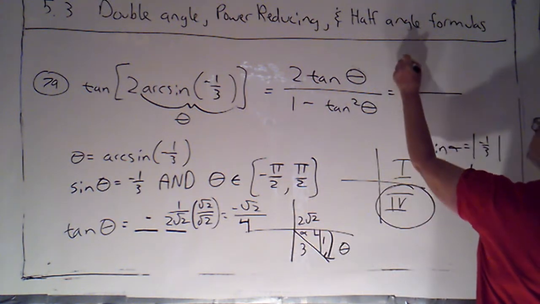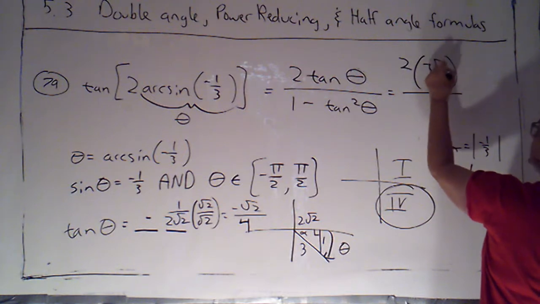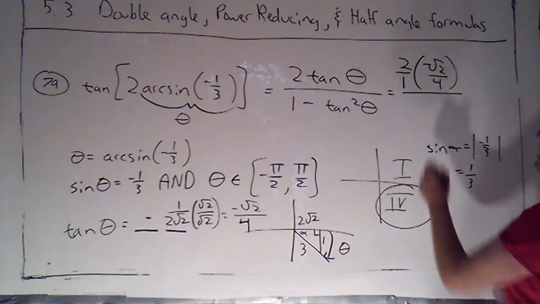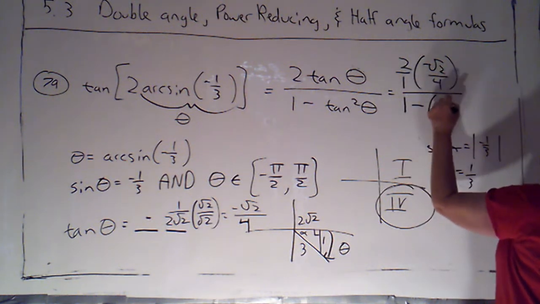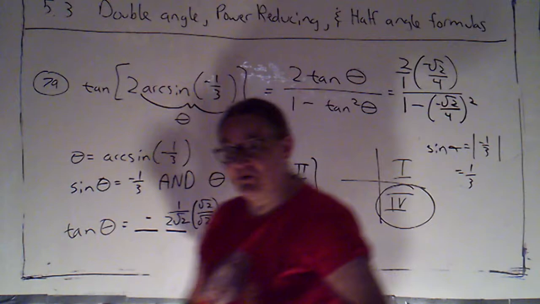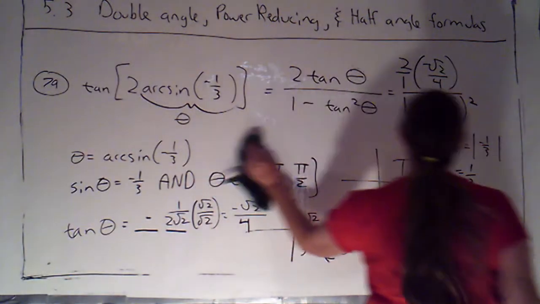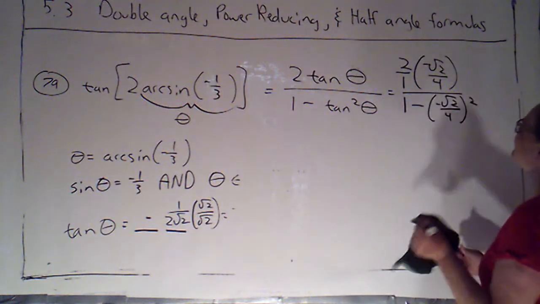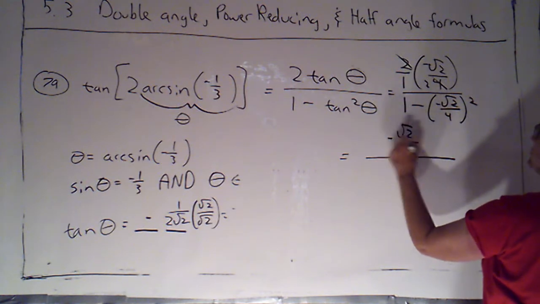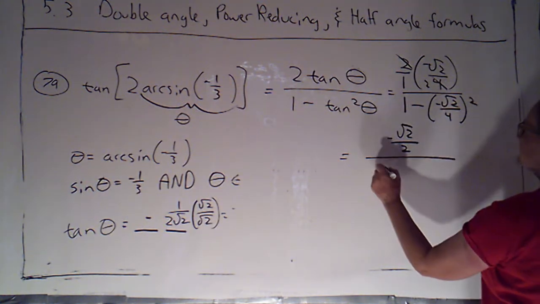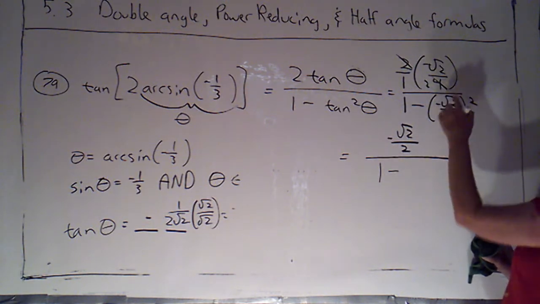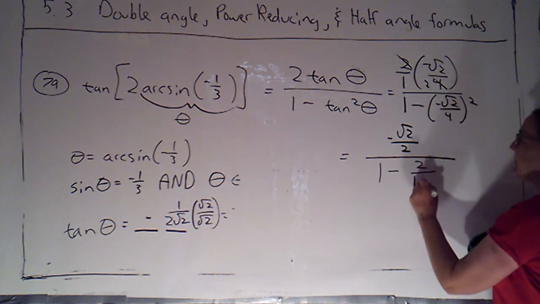So on top, I'm getting 2 copies of -√2 over 4. I'm just going to write that as 2 over 1 since I'm multiplying it by a fraction, over 1 minus -√2 over 4 quantity squared. So we do have some simplifying to do. The tangent formulas often lead to more simplifying. Let's see. On top, I can cancel that 2, so we'll have -√2 over 2. On bottom, this is going to become 1 minus, now when I square this, it becomes positive, so √2 squared is just 2 over 4 squared is 16.